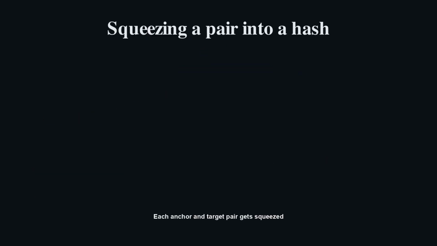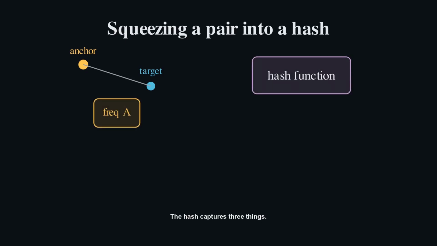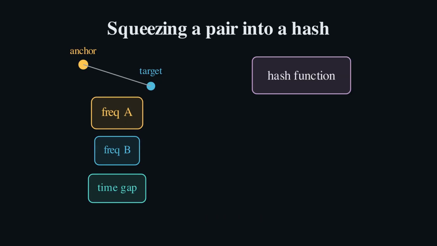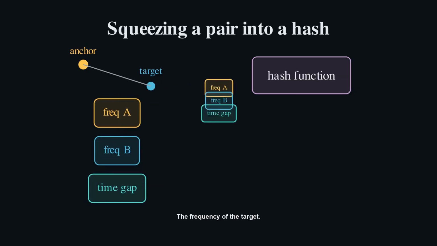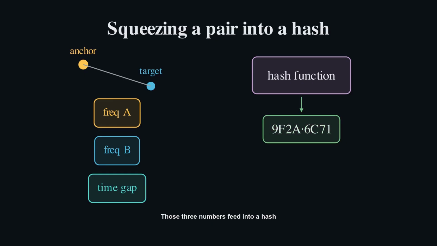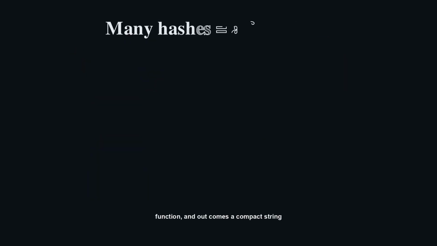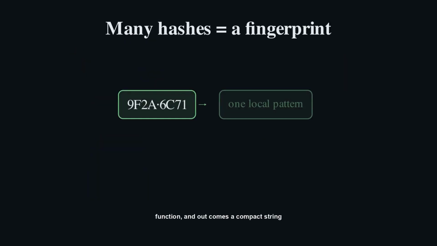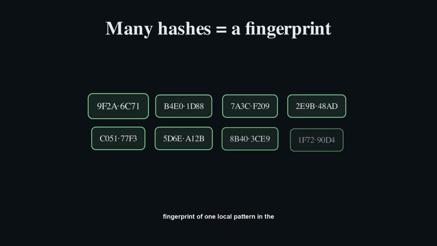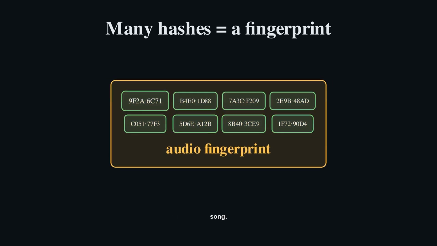Each anchor and target pair gets squeezed into a short code called a hash. The hash captures three things: the frequency of the anchor, the frequency of the target, and the time gap between them. Those three numbers feed into a hash function, and out comes a compact string of digits. That little number is like a tiny fingerprint of one local pattern in the song. A few seconds of music produces many of these hashes, together forming the song's audio fingerprint.